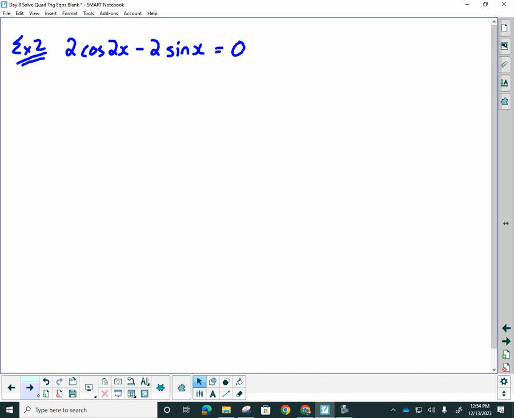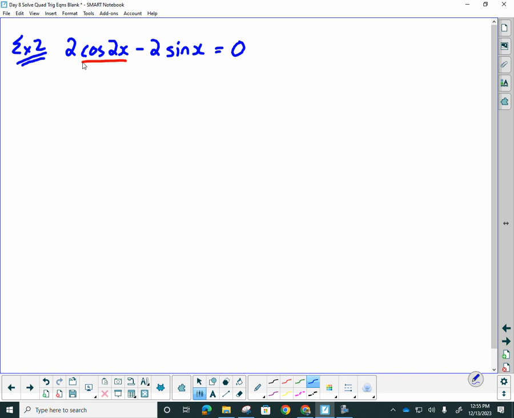So I'll give you a second to write that down. It's 2 cos 2x minus 2 sin x. So this doesn't look like a quadratic. I don't see any x squareds. But what I do see is a cos 2x. And we know that cos 2x is a double angle, and we have double angle formulas to deal with that. So this is how this question becomes a little bit more like a grade 12 question.